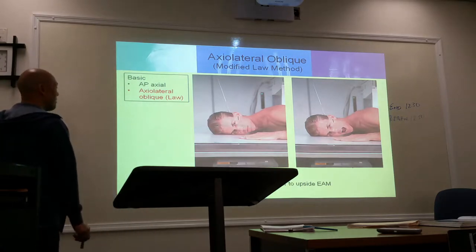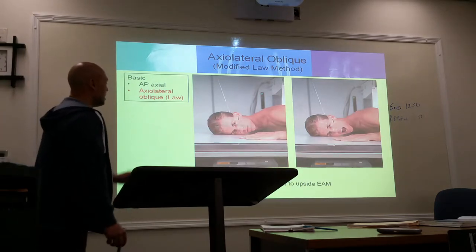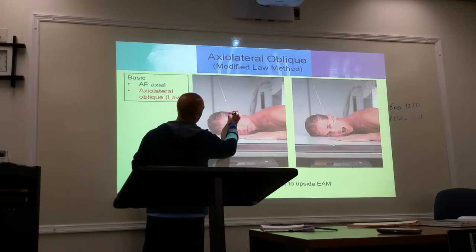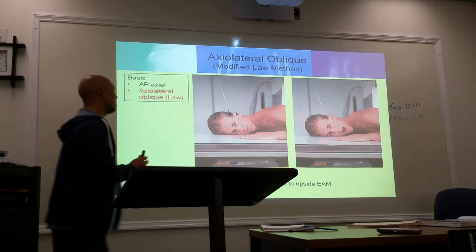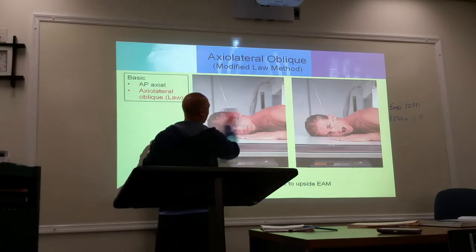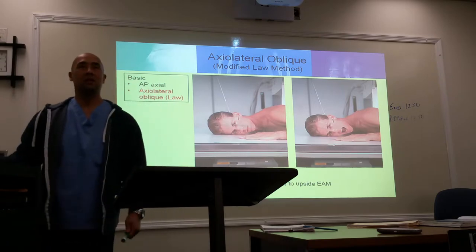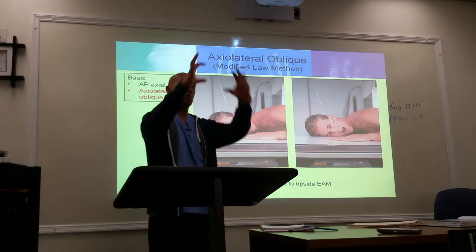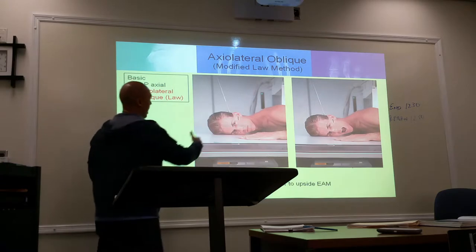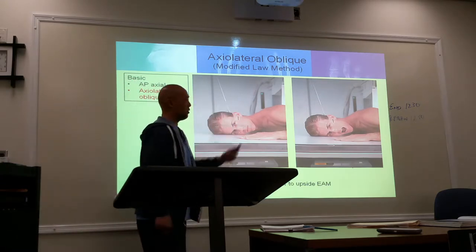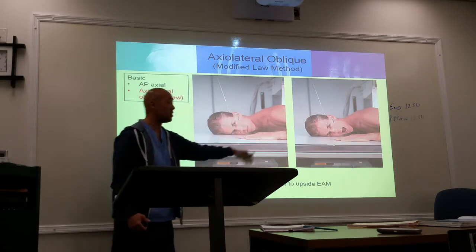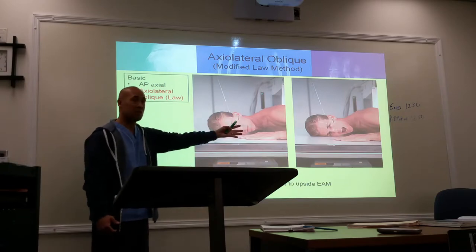Central ray is going to be angled 15 degrees caudally to enter 1.5 inches superior to the upside EAM. We're looking at TMJs. Are we looking at the entire mandible? No, we're not looking at the entire mandible, we're looking at the TMJs. So collimate, it's going to be a small collimation to the area of interest. We take a shot. Take another image receptor, open up your mouth, and shoot. Nothing changes, the patient doesn't have to move. They can stay in that same exact position. The tube stays in the exact position, except they're just opening up their mouth.